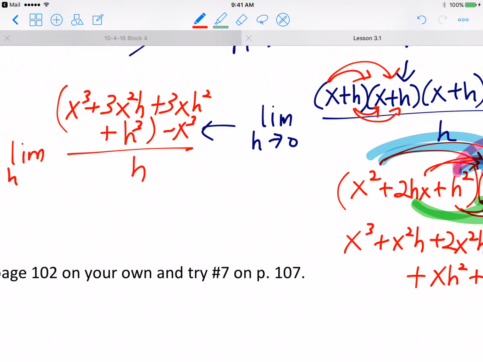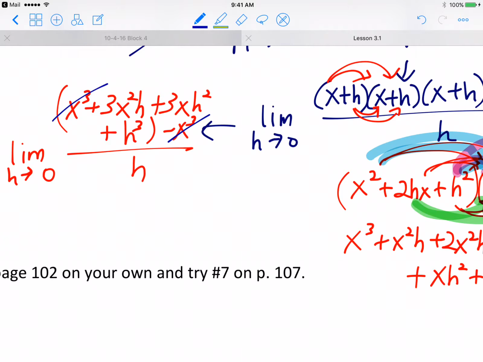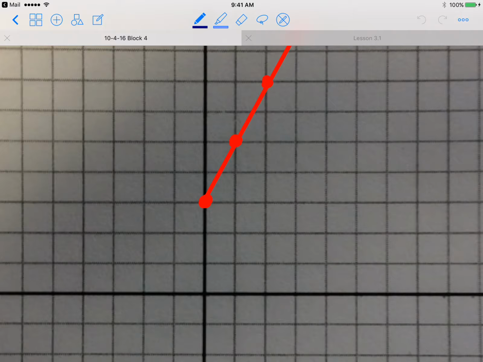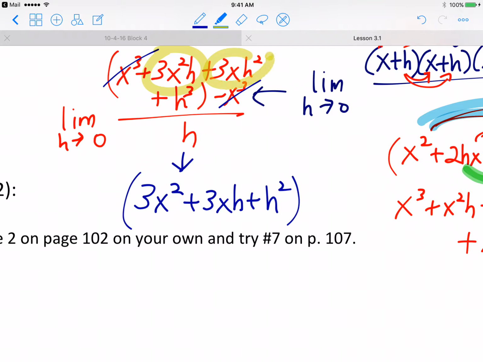Again, we're evaluating the limit of this as h approaches 0. But as you could see on the numerator, you could cancel out the x to the third powers, and then you could simplify this more because all of the terms on the top are divisible by h. So you end up with 3x squared plus 3xh plus h squared. Notice that this is divisible by h, that's divisible by h, and this is also divisible by h. And then we're still finding the limit of this as h goes to 0.